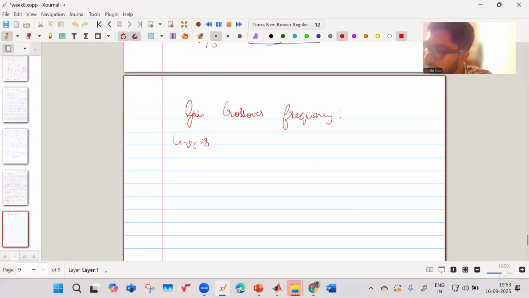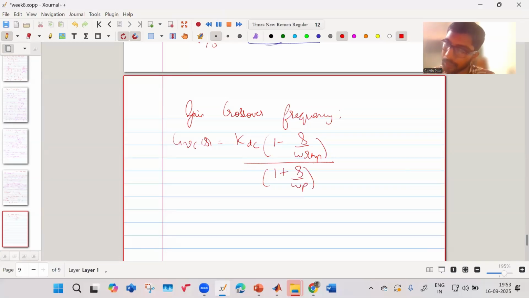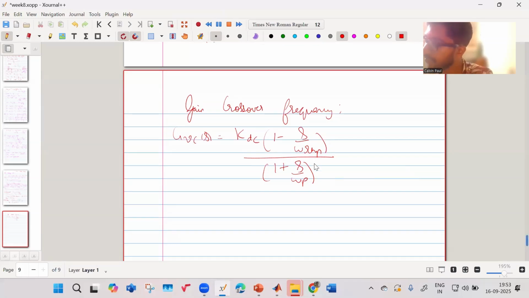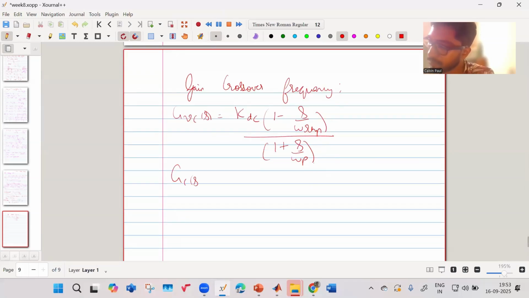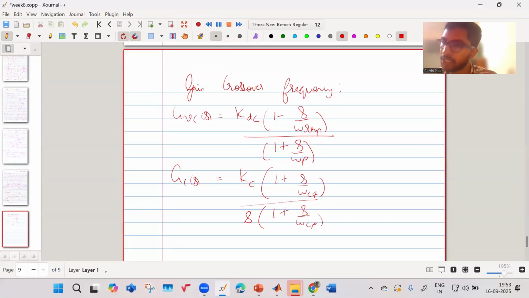You have a boost converter GVC of S. That transfer function we have: KDC into (1 minus S upon omega RHP) upon (1 plus S upon omega P). I'm neglecting the ESR zero. Next, you have your controller. It has the DC gain of your controller, a zero at omega controller 0 to cancel this pole, an integrator, and a controller pole in coincidence with your omega RHP.